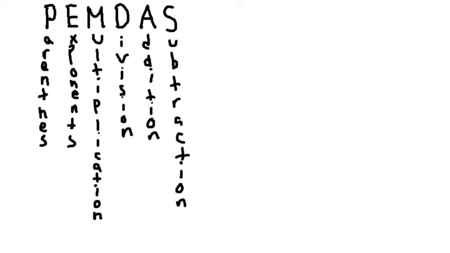So we have parentheses, exponents, multiplication, division, addition, and subtraction is the order that we want to go in. So for example, if we have the problem 3 times 9 plus 7, we have two different operations here. This operation is multiplication, and this operation is addition.